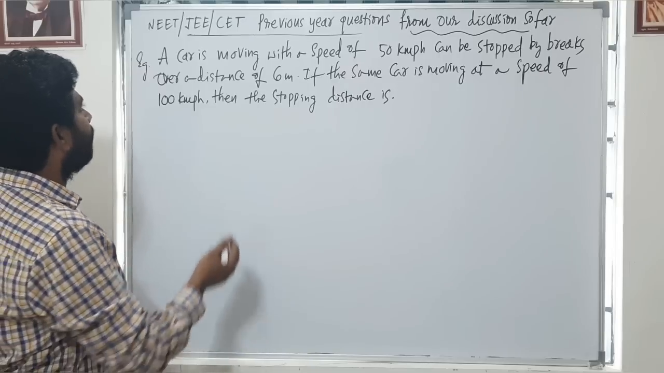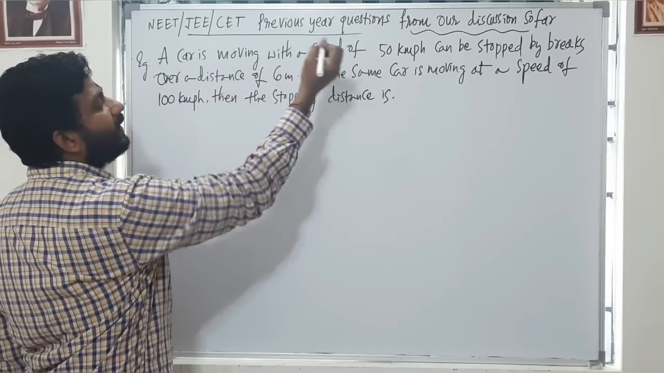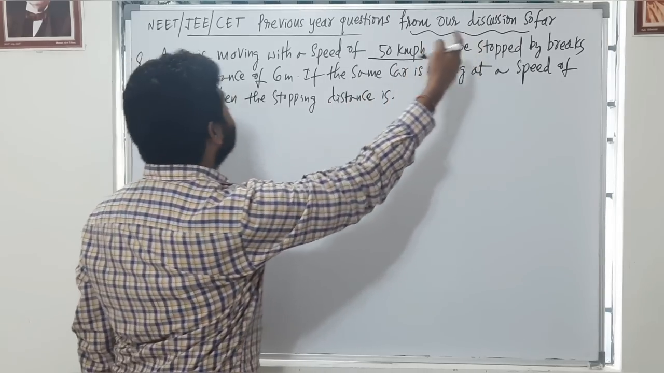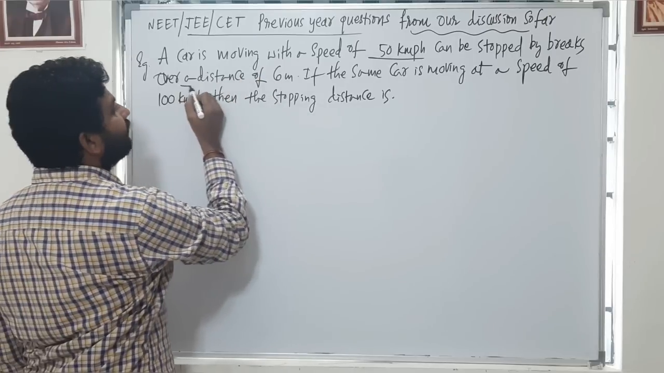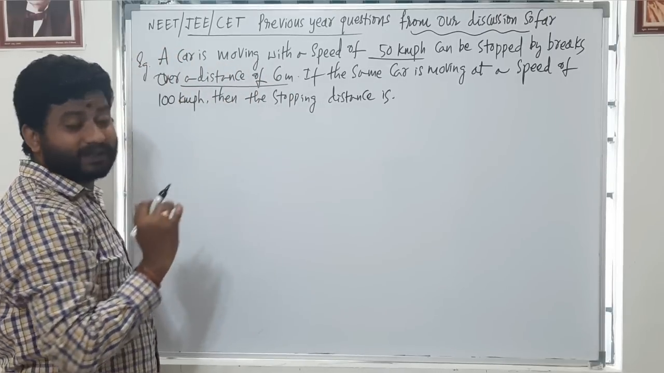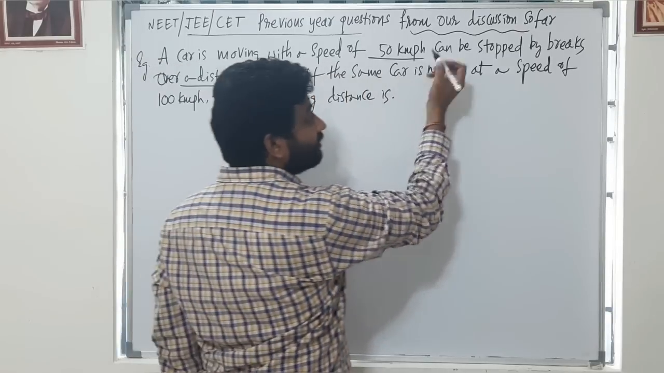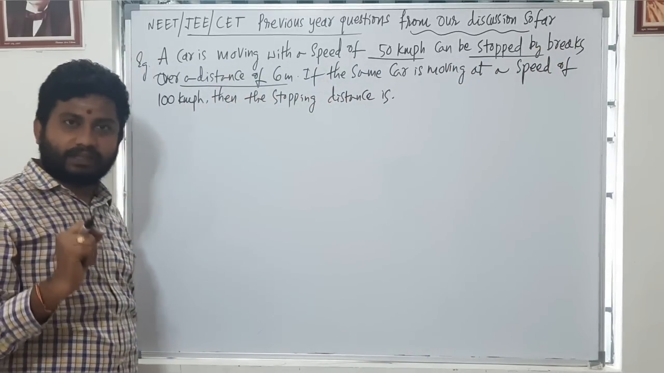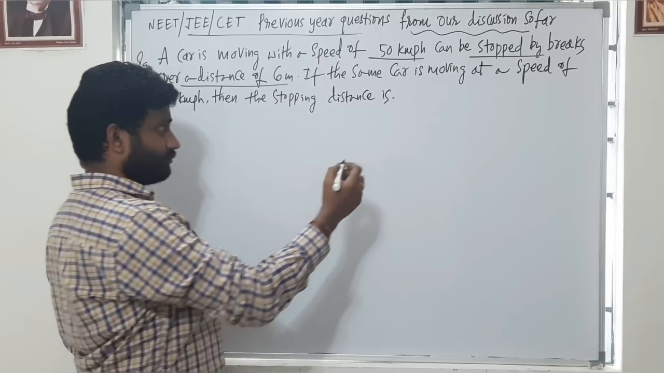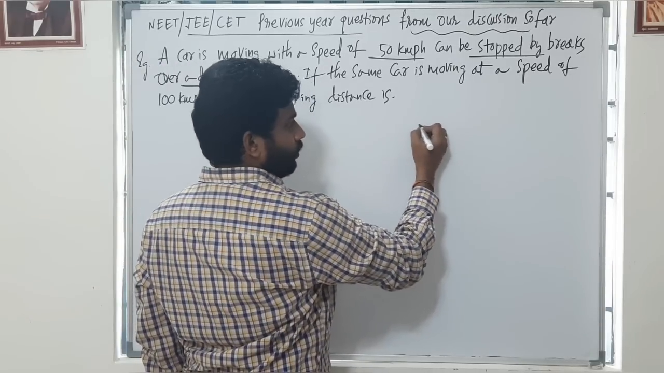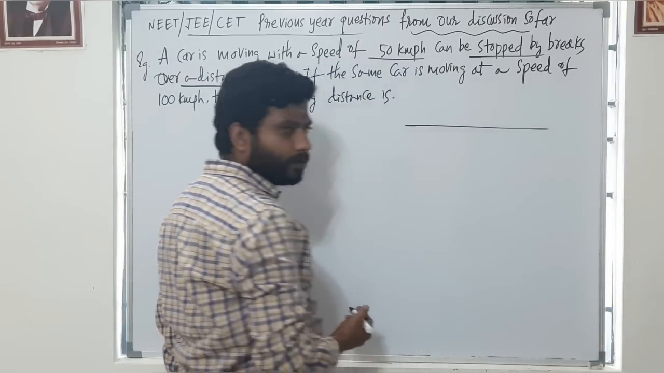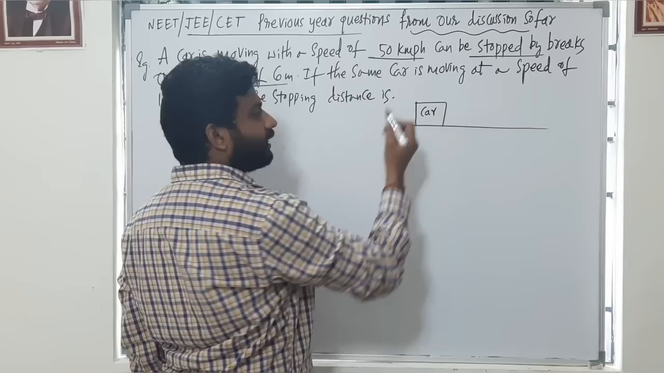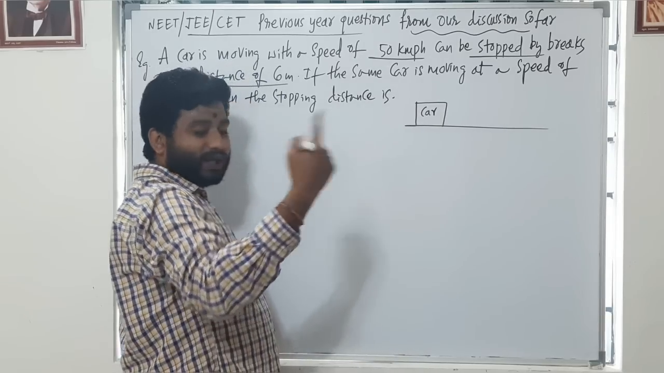Number 1. A car is moving with a speed of 50 kilometers per hour. It can be stopped by brakes over a distance of 6 meters. This means the car is moving and it can be stopped by applying the brakes. Look at here carefully. Imagine this is the ground. There is a car. I'm not going to draw my own design here; that will be drawn later.